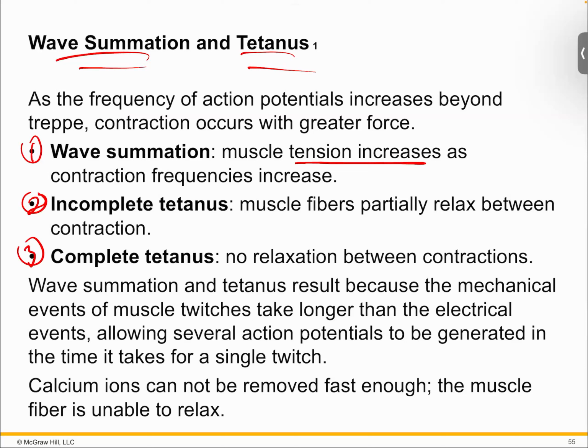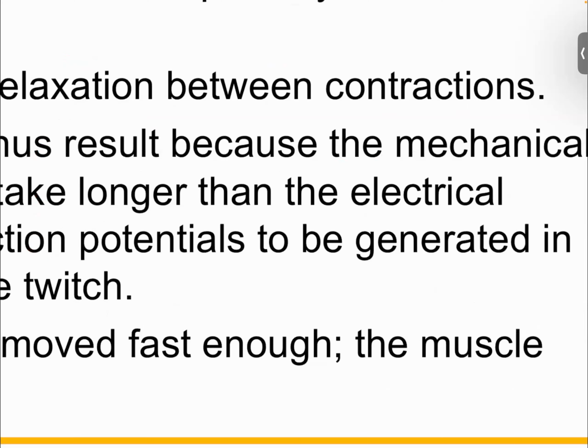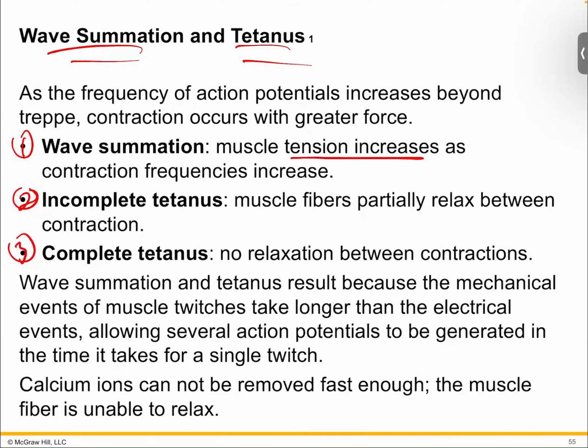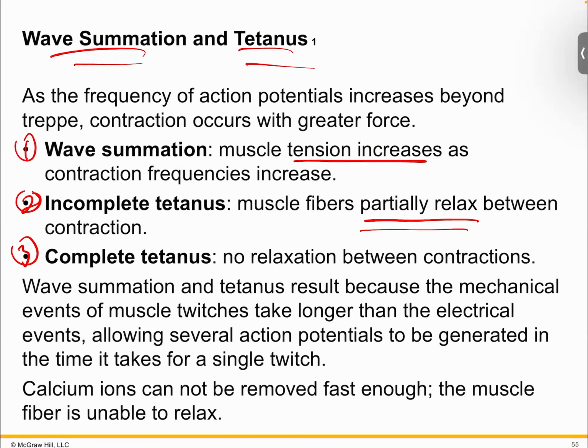Incomplete tetanus is when you only have partial relaxation in between contractions. So what you end up getting is a contraction, partial relaxation, you get a refiring. So you get something that looks like this.